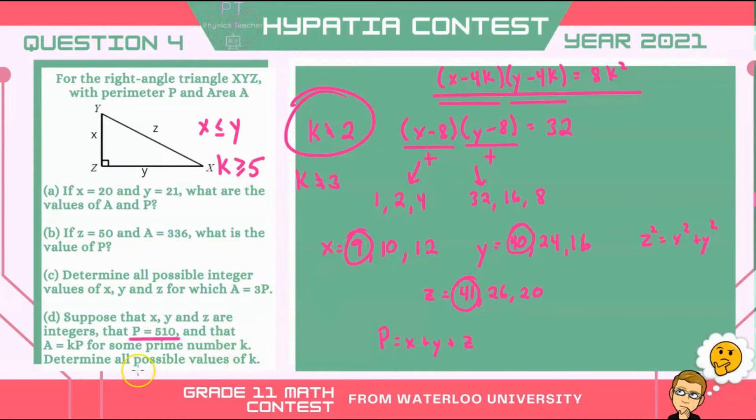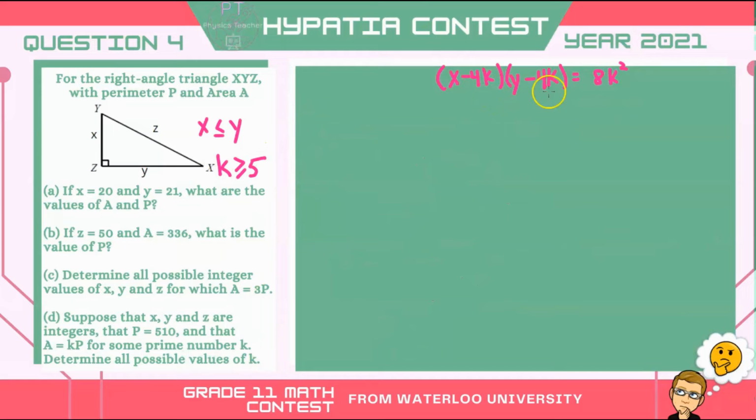K certainly wouldn't be 4 because it says k is a prime number. So let's stick with this for now. Now, since k is a prime number, we know that these two terms are going to be factors of 8k squared. And those factors can either be 1 and 8k squared, because 1 times 8k squared is 8k squared.